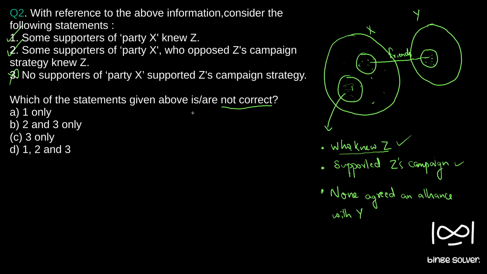Since we are asked about incorrect statements, 3 only is the incorrect statement, and option C is the correct answer for question 2. For question 2, option C, 3 only, is the answer. That is the only incorrect statement given.